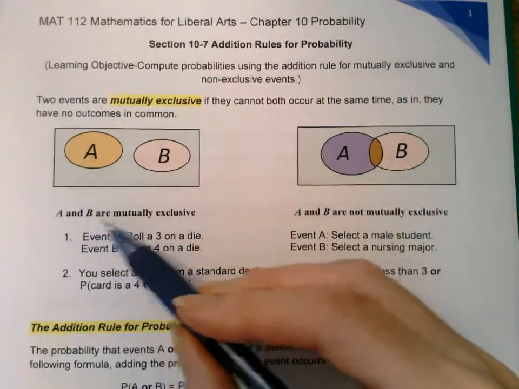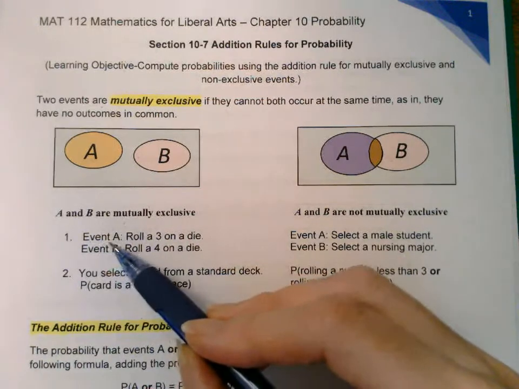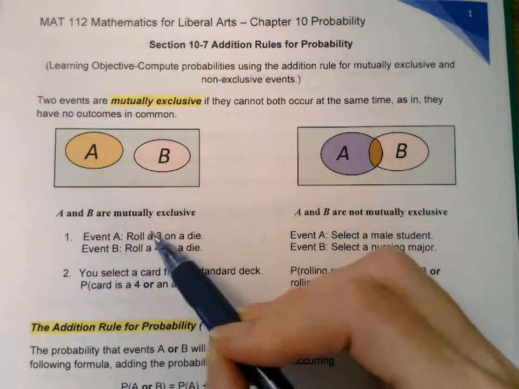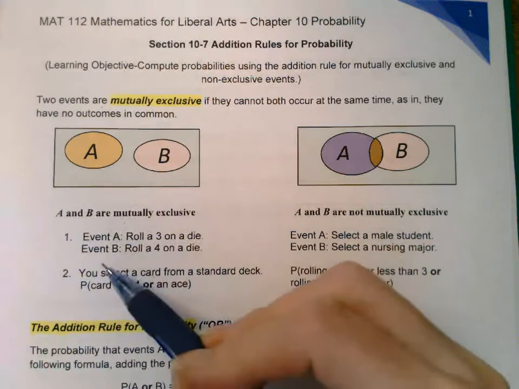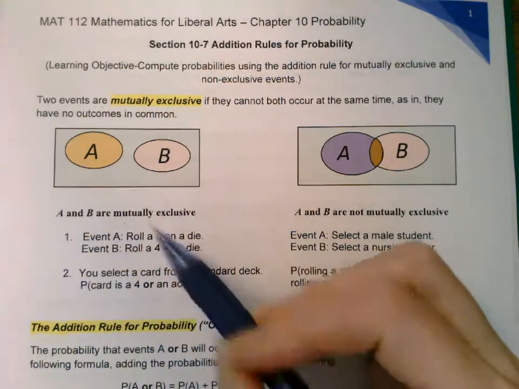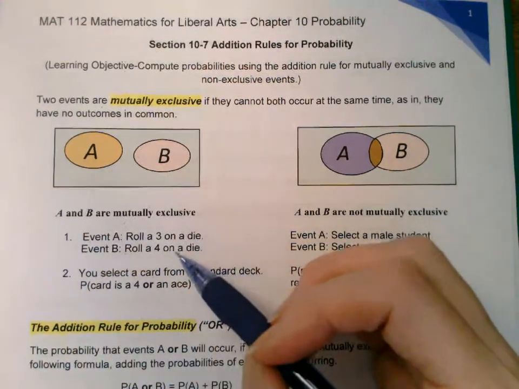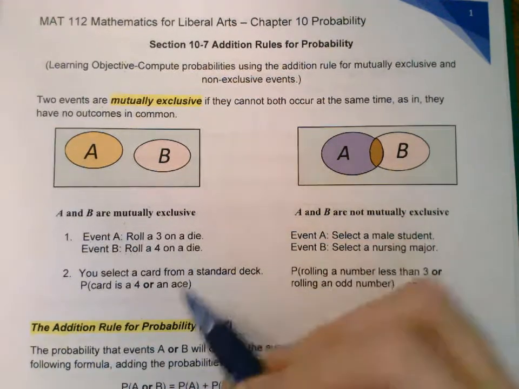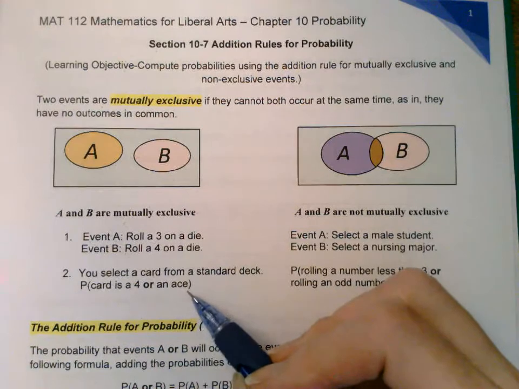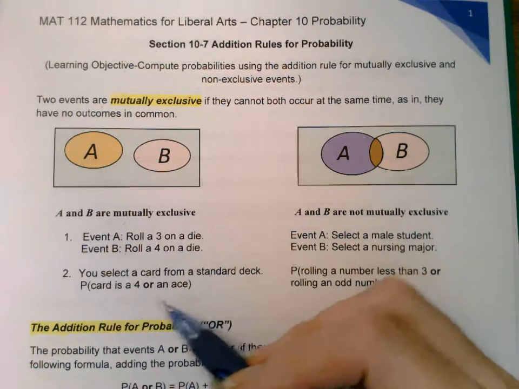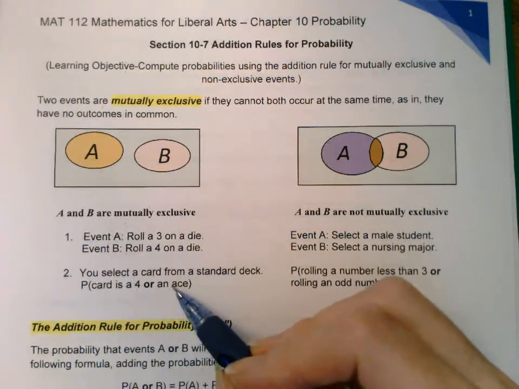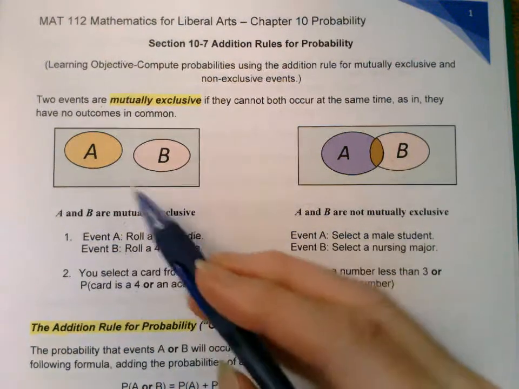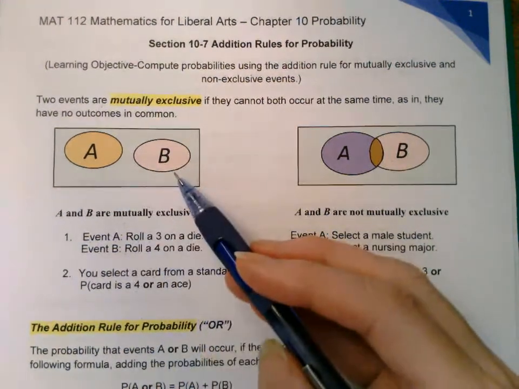A and B are mutually exclusive when, for example, event A is rolling a 3 on a die and event B is rolling a 4 on a die. Clearly, they're totally mutually exclusive events. You can't get a 3 and a 4 on a die. Similarly, when you select a card from a standard deck, if the card is a 4 or an ace, there's no overlap between being a 4 or an ace.